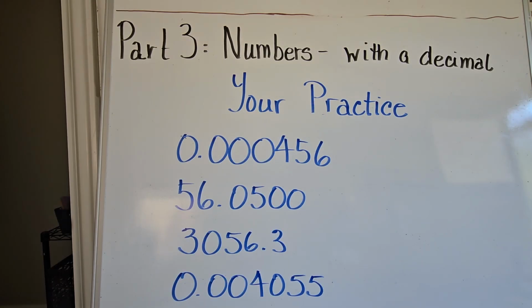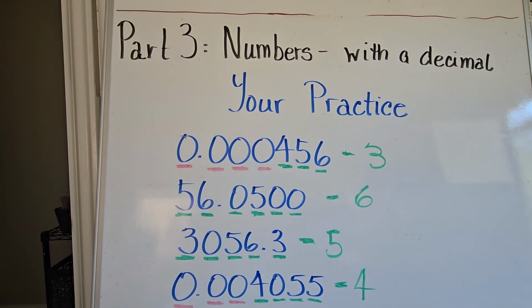Let's try some examples on your own to test your understanding. Here we have 4 numbers that are decimal numbers. Pause the video here and write down the number of significant figures for each of the 4 examples. Resume the video to check your work. Welcome back. Check your work against what we have here.